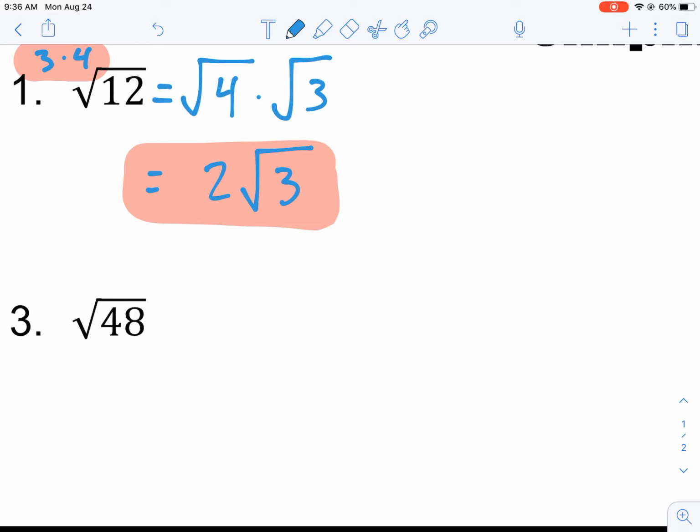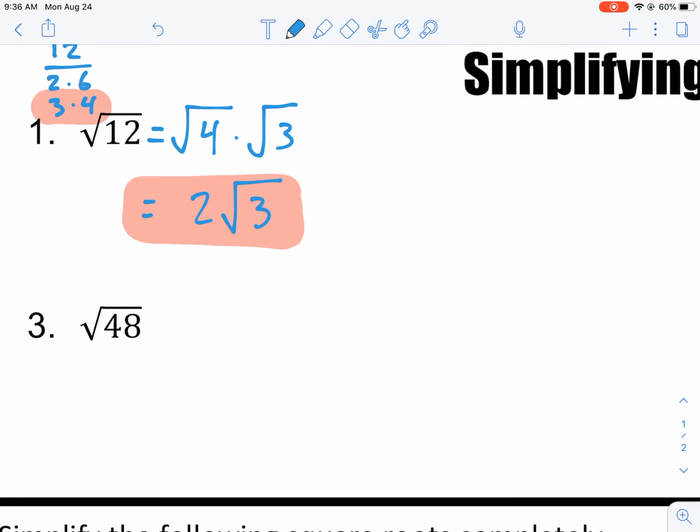The first one that we're going to look at is radical 48. So the reason 48 is a little bit trickier is because 48 has a lot of factors, all right? We have 2 and 24. We have 3 and 16. We have 4 and 12. And we have 6 and 8. So of all these choices, which one do we want to pick, okay?